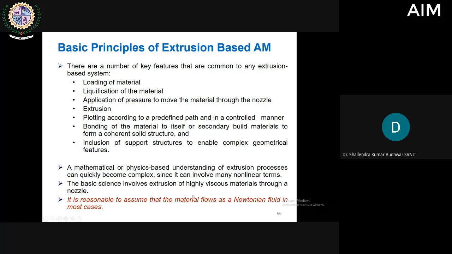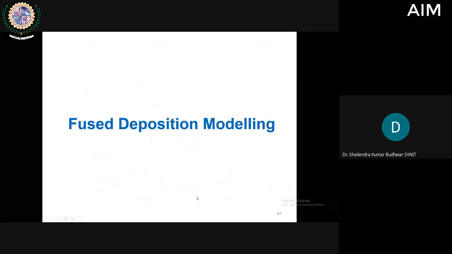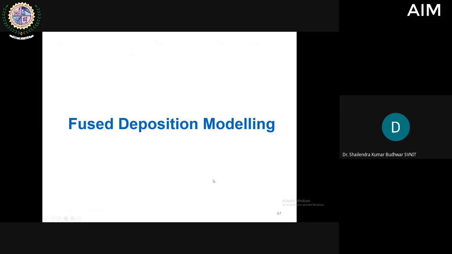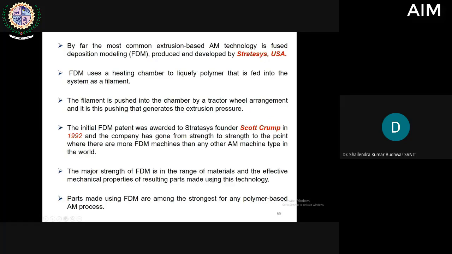So we will not go into detail about the physics-based mechanism of this process. The most widely used technique of extrusion-based additive manufacturing is fused deposition modeling. It was developed by the Stratasys USA company. Initially it was patented by this company, and that's why the cost of this type of printer was very high. But nowadays its patent time is over, and it can be fabricated easily at local level, and now the cost is very cheap.